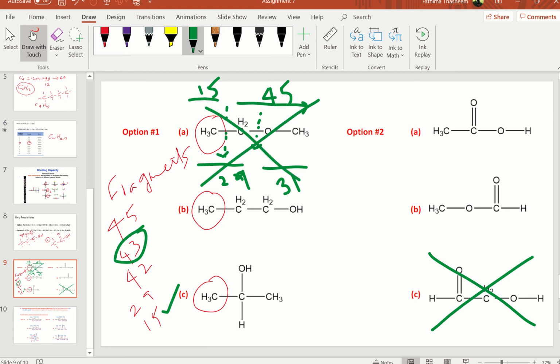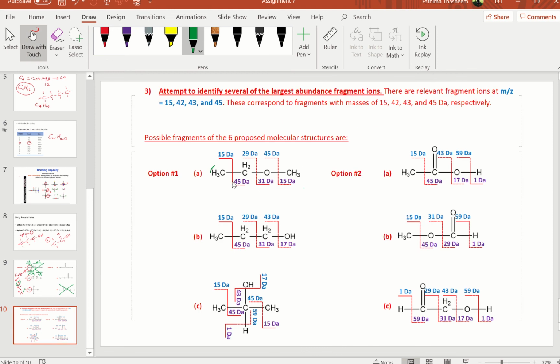Likewise, you now have to work around drawing and figuring out what are the most probable fragments that each of these structures can give, and based on that you have to justify your answer and give me the correct structure. So these are some of the workarounds.